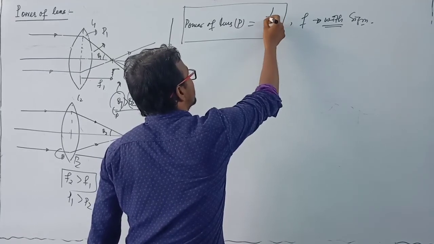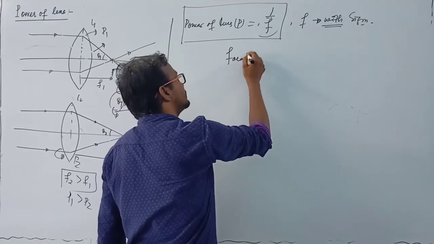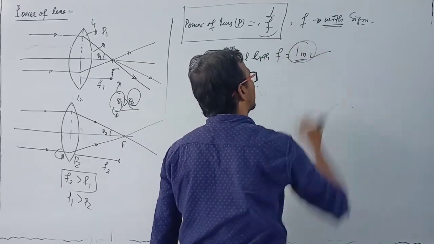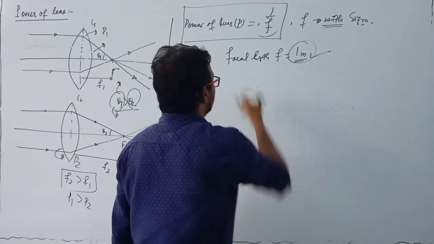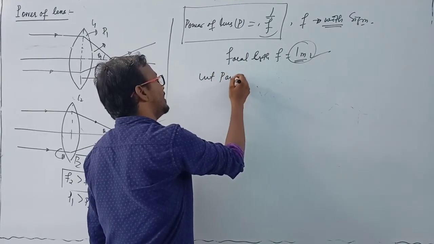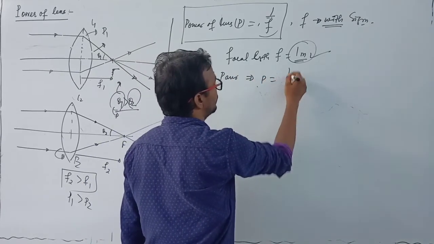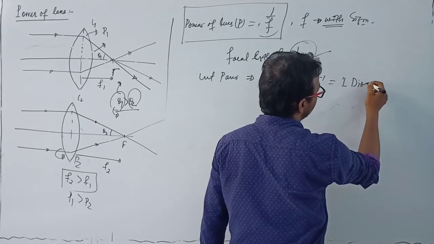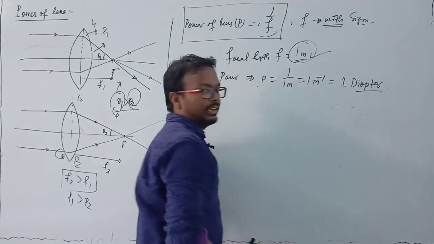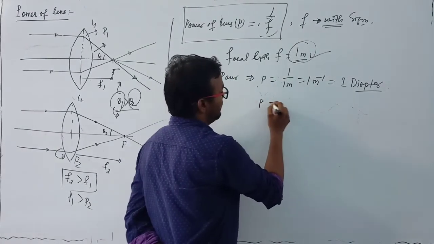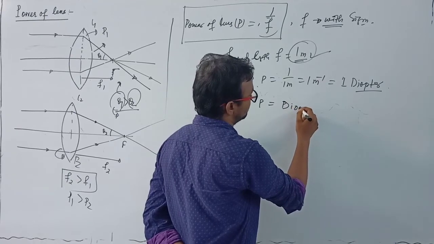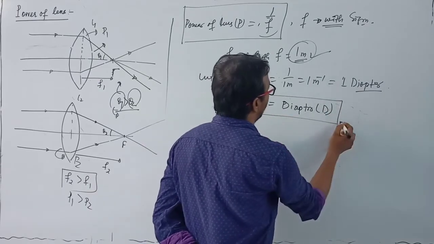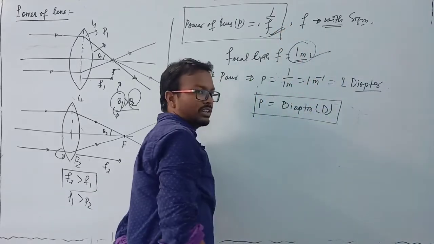We always use the focal length in meters, for example F equal to 1 meter. The unit of focal length is always meter. That's why the unit of power of a lens can be written as P equal to 1 by 1 meter, which is equal to 1 meter inverse, and it is known as 1 diopter. Clear? So the unit of power is the diopter, denoted by D. This is the unit of power, when the focal length is in meters.